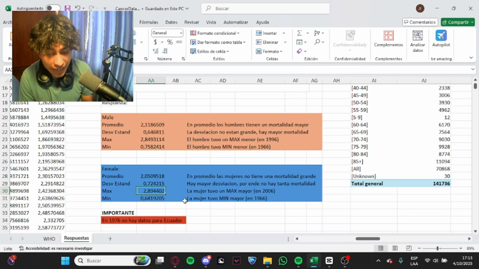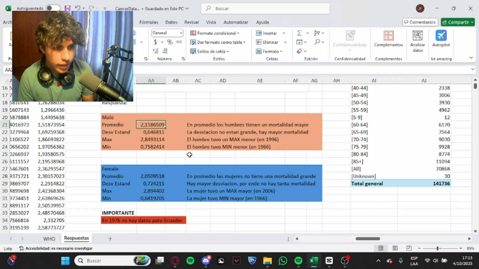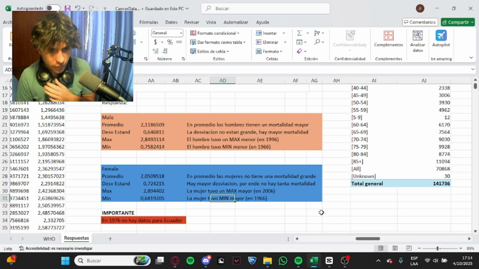The highest point of mortality rate wasn't from the male, even though we can see that its average is really high and its standard deviation is really low. In this case, females actually had the highest point of mortality rate, and it was in 2006. They had a 2.89, in contrast with the men, who had a 2.84. And this was not the same for the minimum. Men still had a higher rate, even though it was the minimum, in contrast with women.